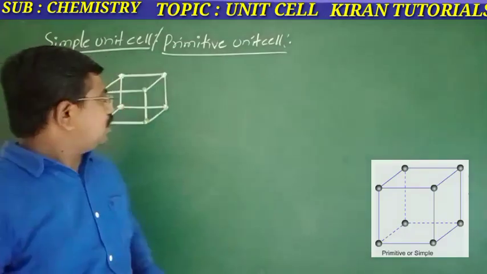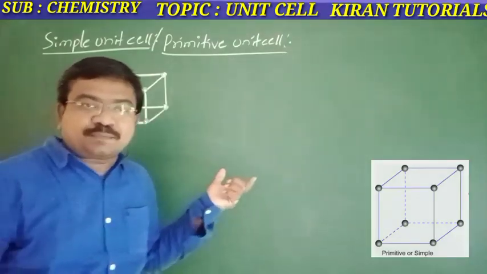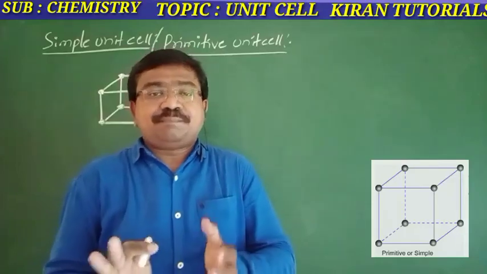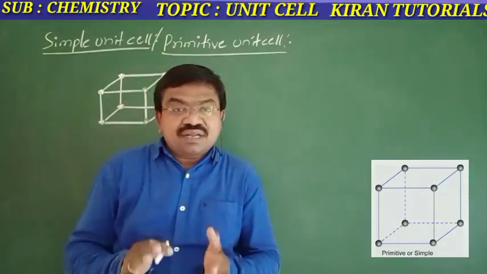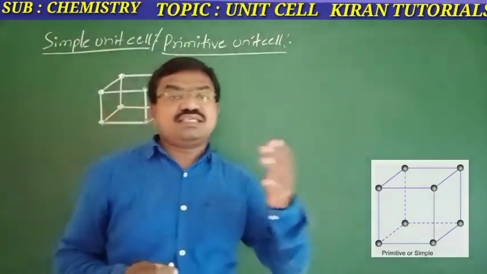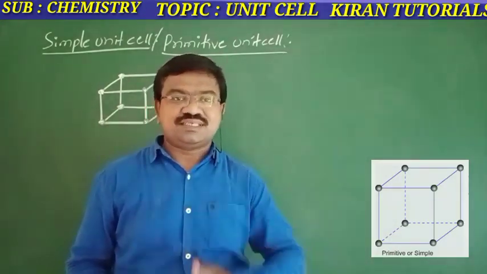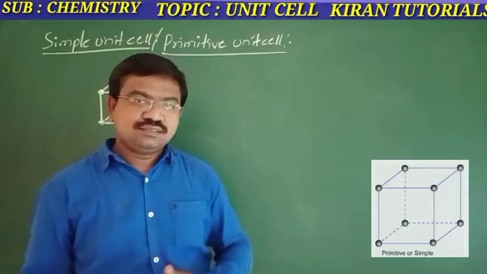Clear? And then how many atoms are present? That is a very, very important one. Number of atoms present in primitive cells, and number of atoms present in face centered cubic cell, body centered cubic cell, end centered cubic cell. It is very, very important.